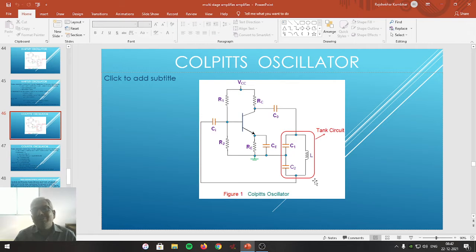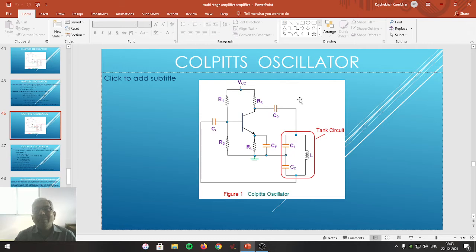Now let us see its working. Colpitts oscillator generates the oscillations in a tank circuit formed by capacitors C1, C2 and inductance L. These generated oscillations are given back to the input of the amplifier, which are amplified by the amplifier, and these are made available at the collector, which one can visualize on a CRO. One can measure the frequency also on the CRO.